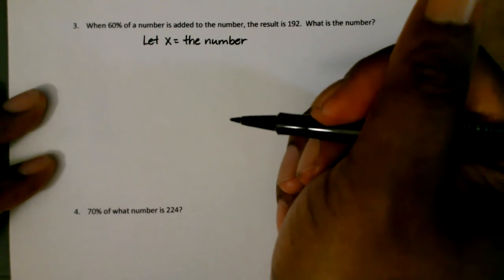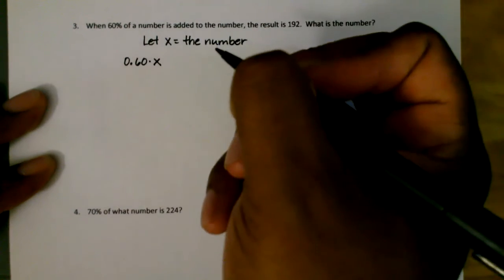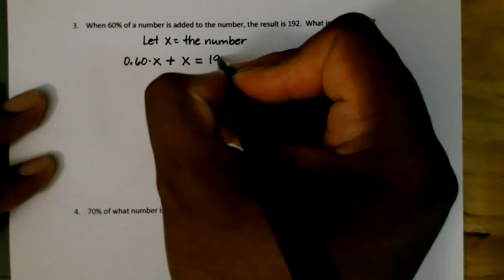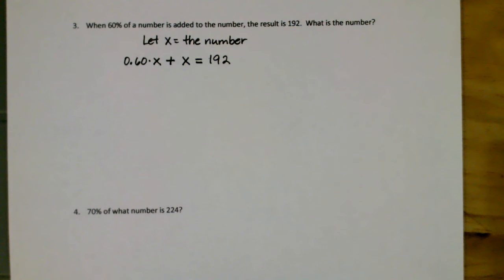And now we need 60% of the number. 60% as a decimal will be 0.60. Of means multiply the number, which is x, and that's added to the number that we're looking for. That's x. That result will equal 192. So here's our equation. 0.60x plus x equals 192.